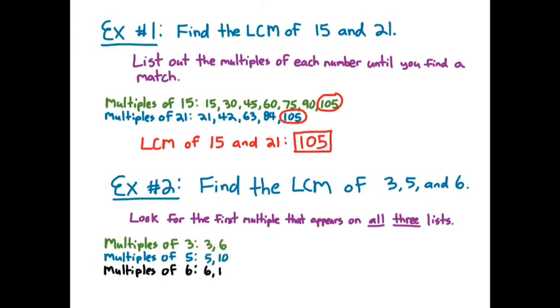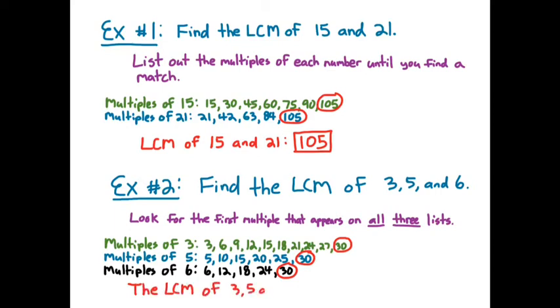And just a couple of comments as the list comes up here. Notice that on the lists of 3 and 6, you have 6 showing up, you have 12 showing up on those lists, but we can't say those are common multiples because we are also considering 5. So the first number that shows up on all 3 lists is 30. So in this case, we're going to say that the least common multiple of 3, 5, and 6 is 30. Again, that's because 30 is the first number that shows up on all 3 lists, not just 2 of them.